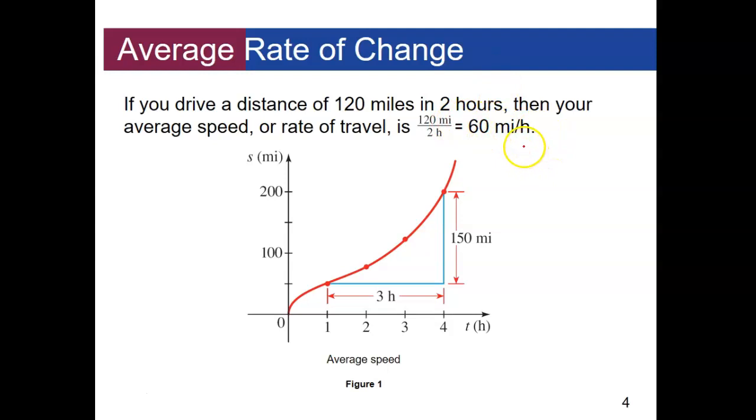So sometimes we talk about that as velocity is distance divided by time. With this, we have to realize that within that interval, we might be traveling faster than 60 miles per hour at a given time, or we might be traveling slower, but on average, we're traveling 60 miles per hour. So average rate of change is like your average speed over a given time.